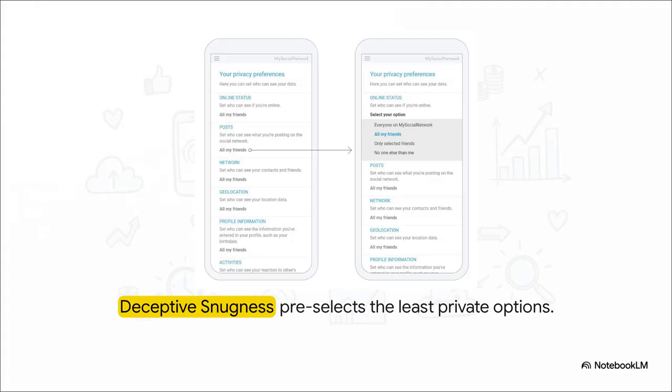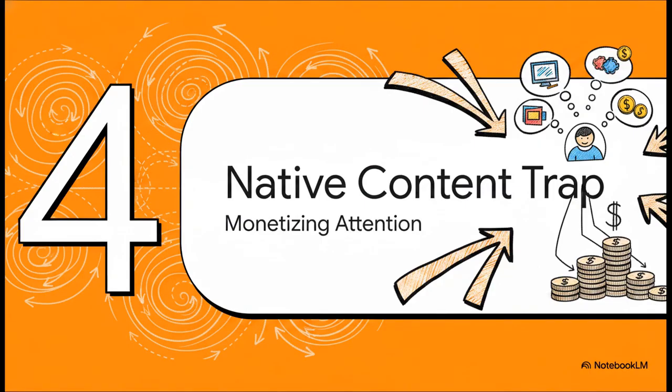Then there's something called deceptive snugness. Platforms often default your privacy settings to the absolute most open public option, like sharing everything with everyone, while wrapping it up in a menu that looks completely safe and secure. Unless you actively dig into a maze of complex settings to change that default, your data is fully exposed and totally ripe for monetization.